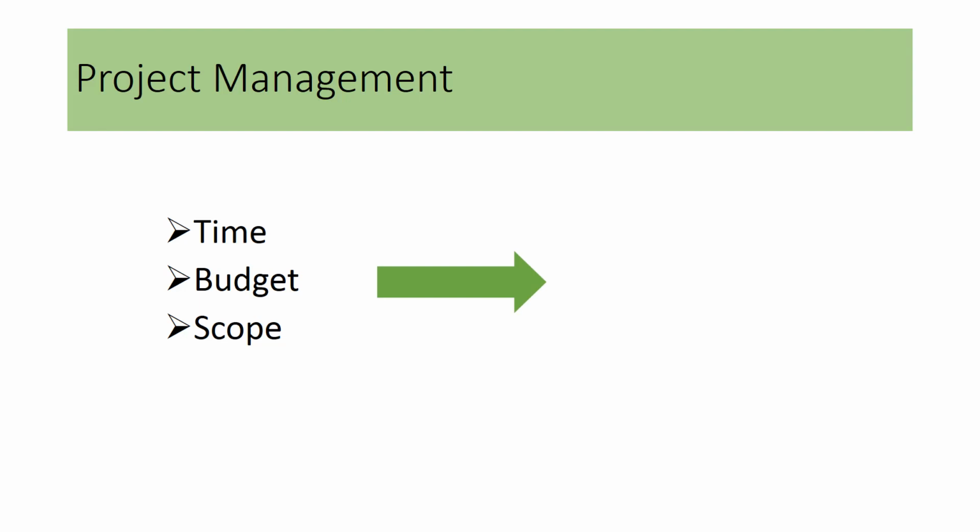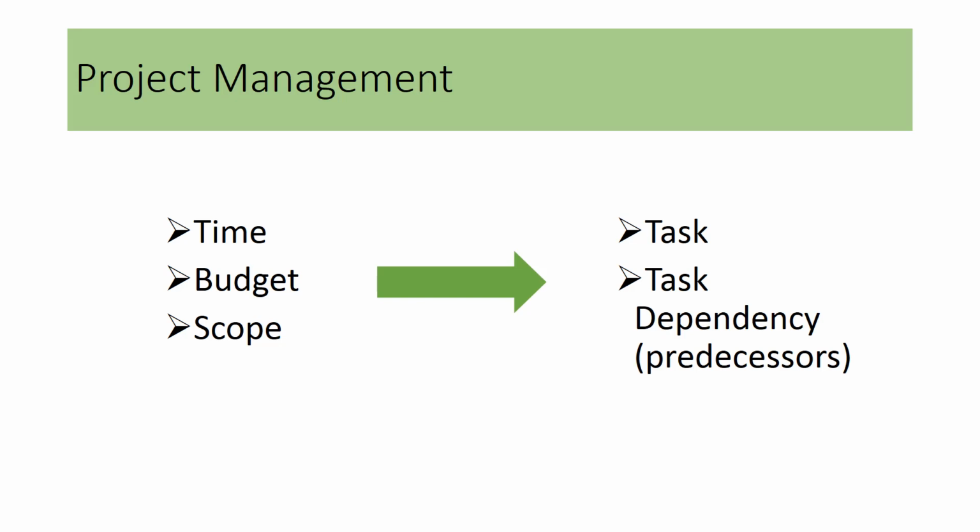Now, a project is a collection of tasks that need to be completed within an allocated time. Some tasks depend on the completion of others to be started, and this is called task dependency or predecessors. Now, let's take an example to see the concept of tasks and task dependency.